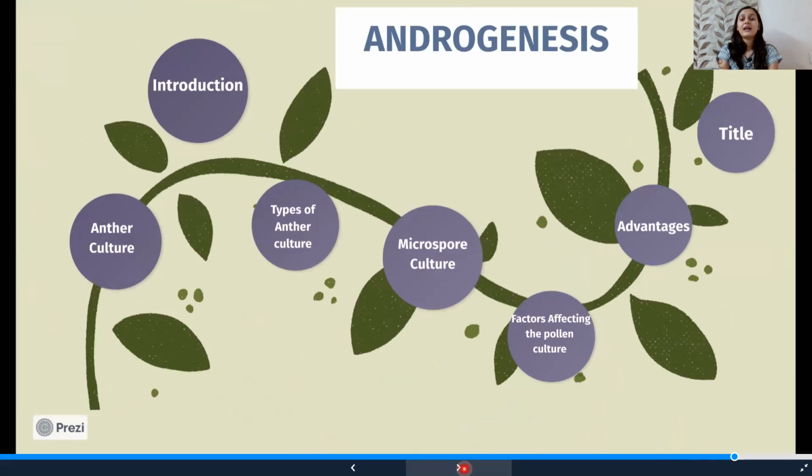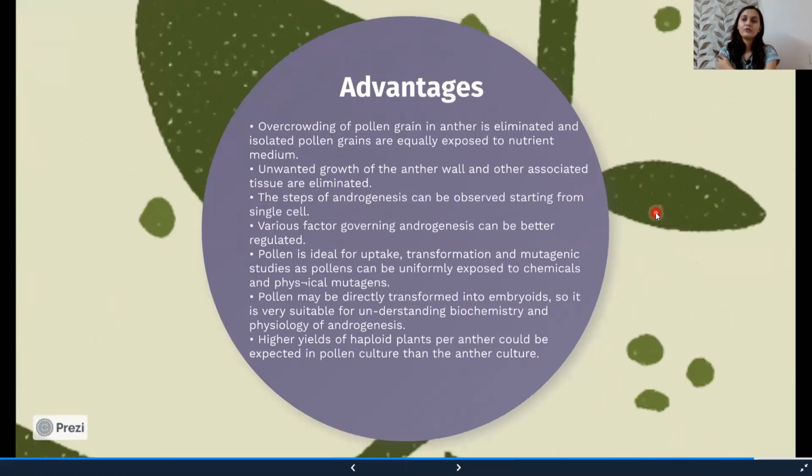Now we will look at the advantages of pollen culture. Overcrowding of pollen grains in an anther is eliminated, and isolated pollen grains are equally exposed to the nutrient media. Unwanted growth of the anther wall and other associated tissues is eliminated. So if there are certain inhibitors present in the anther wall, with the help of pre-treatments these inhibitors are removed, and thus embryos and finally plantlets can be formed.